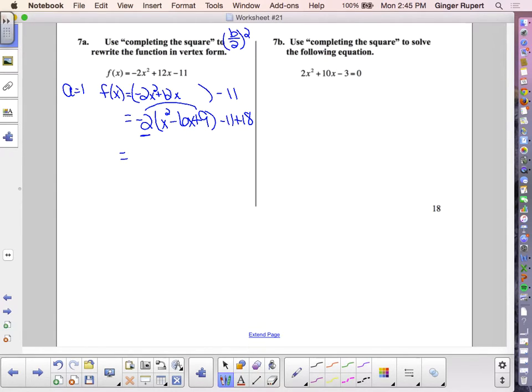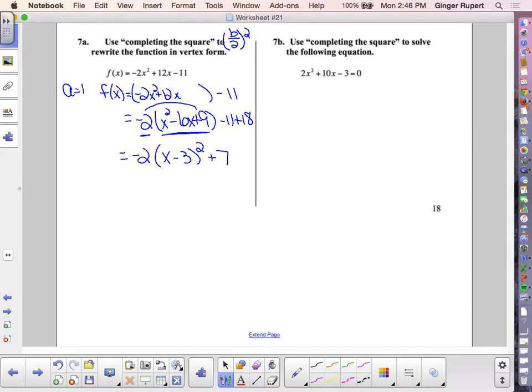Now I want to rewrite it so that the perfect square trinomial is written as a binomial squared. And there you have vertex form, where the vertex would be at 3, 7. You know it would open down. The axis of symmetry is at 3. You can find the y-intercept and the x-intercepts at that point.